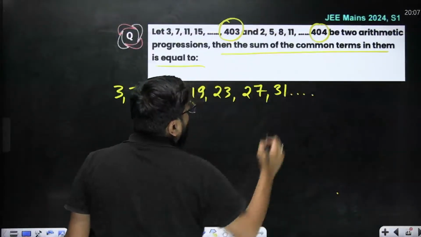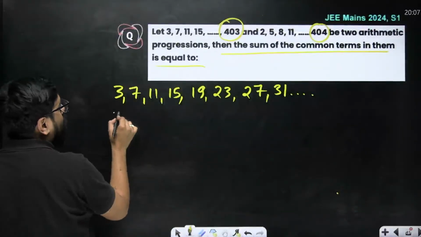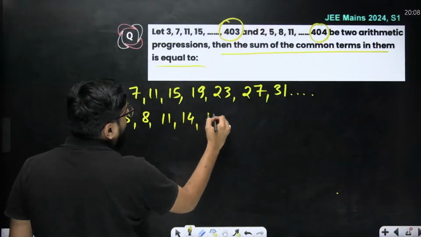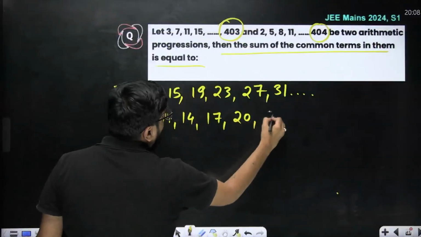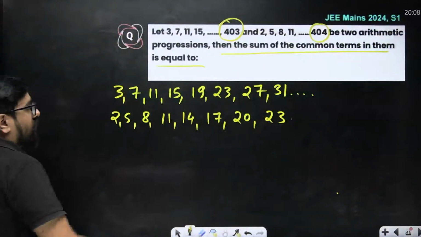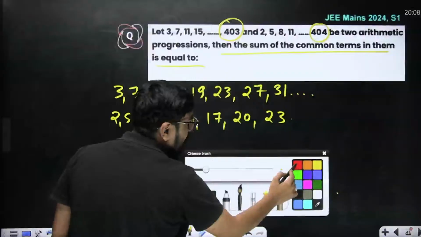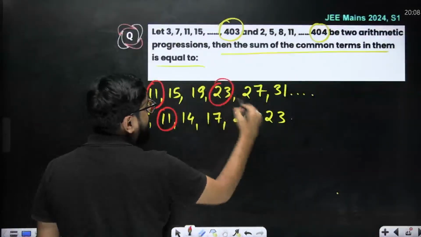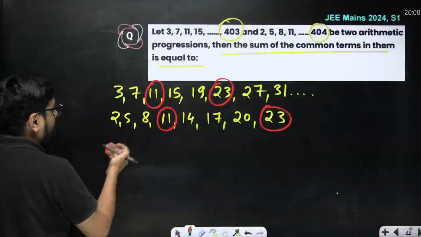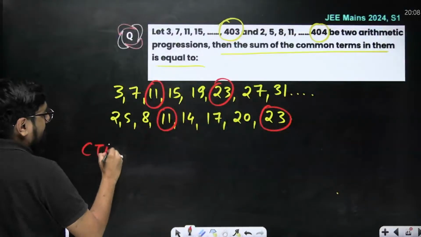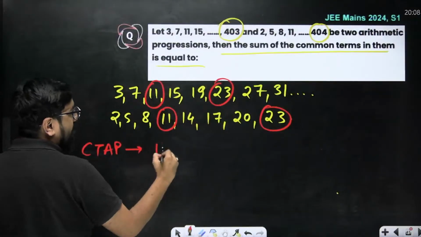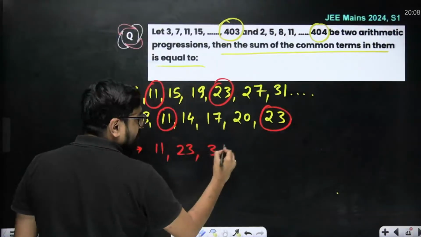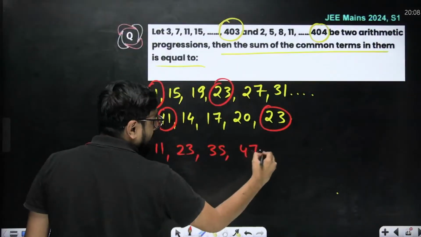Let's write a couple of more terms. Here, this one 2, 5, 8. So the first common term we have is 11. The second common term is 23. Let's call the common term AP CTAP. The common term AP will be 11, 23, 35, 47.